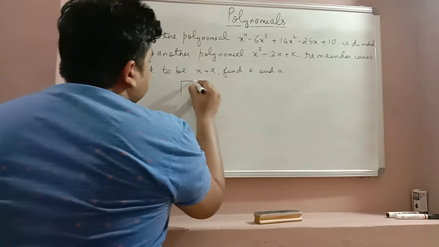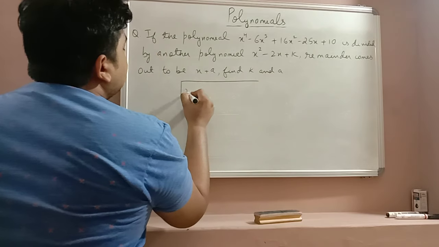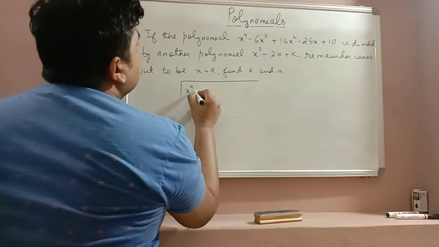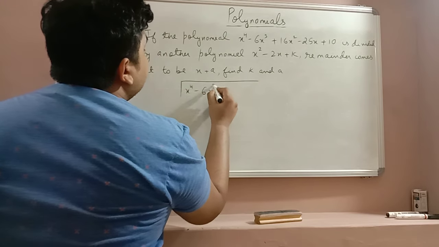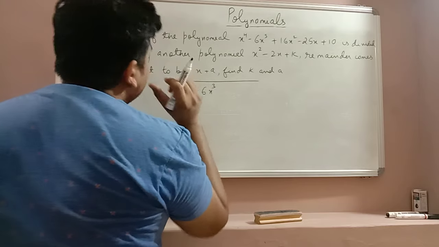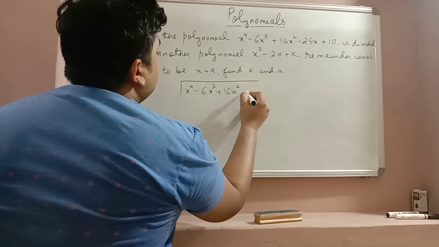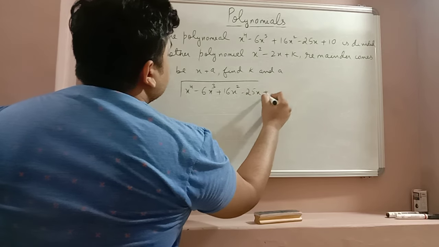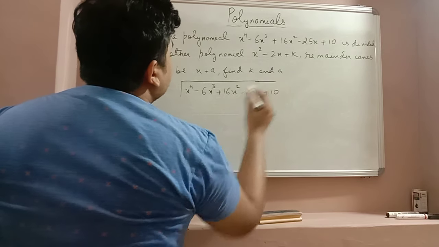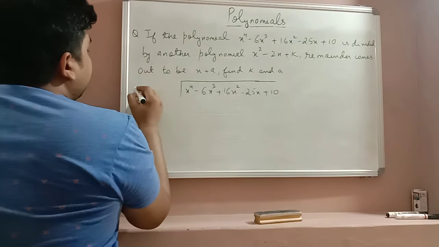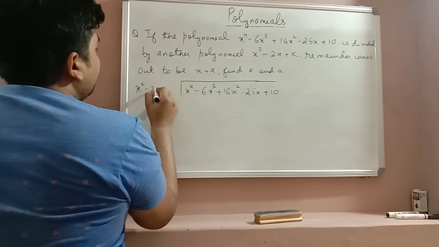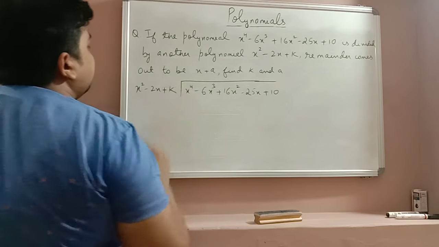So we'll take up the polynomial to be divided inside, that is x to the power 4 minus 6x cube plus 16x square minus 25x plus 10. And I'll write x square minus 2x plus k here.